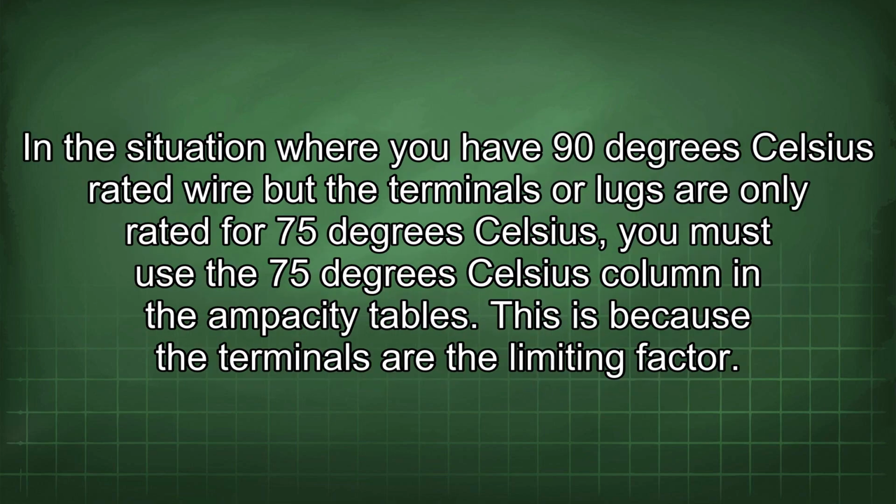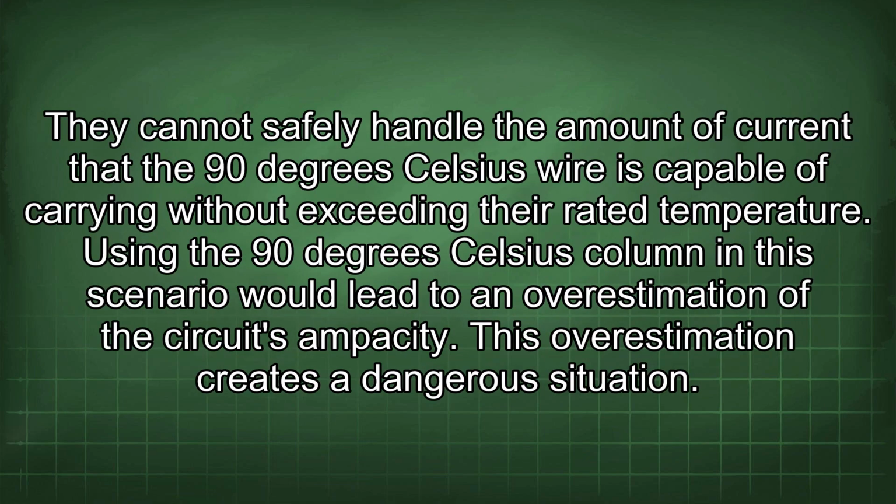In the situation where you have 90 degrees Celsius rated wire, but the terminals or lugs are only rated for 75 degrees Celsius, you must use the 75 degrees Celsius column in the ampacity tables. This is because the terminals are the limiting factor. They cannot safely handle the amount of current that the 90 degrees Celsius wire is capable of carrying without exceeding their rated temperature. Using the 90 degrees Celsius column in this scenario would lead to an overestimation of the circuit's ampacity.